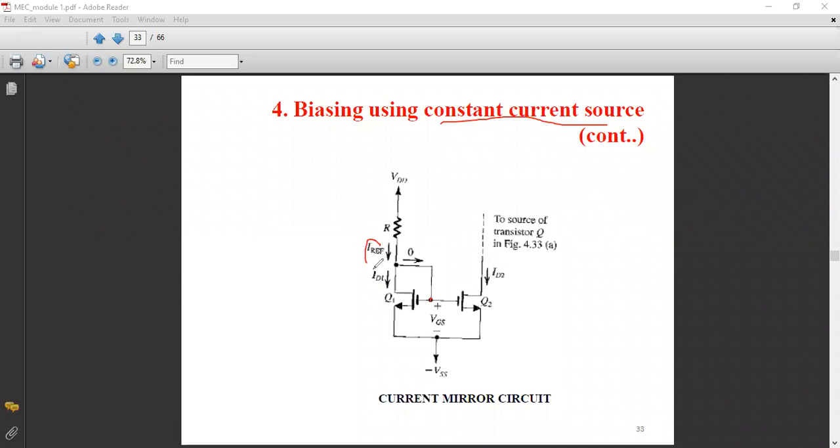So actually the reference current I reference we are setting by taking a proper value of R, and this is going to determine the value of ID2. So we are going to explain how we can set a proper value of ID2 by setting a convenient value of R. I hope you have taken down the circuit diagram. Already we have discussed this in the previous class.